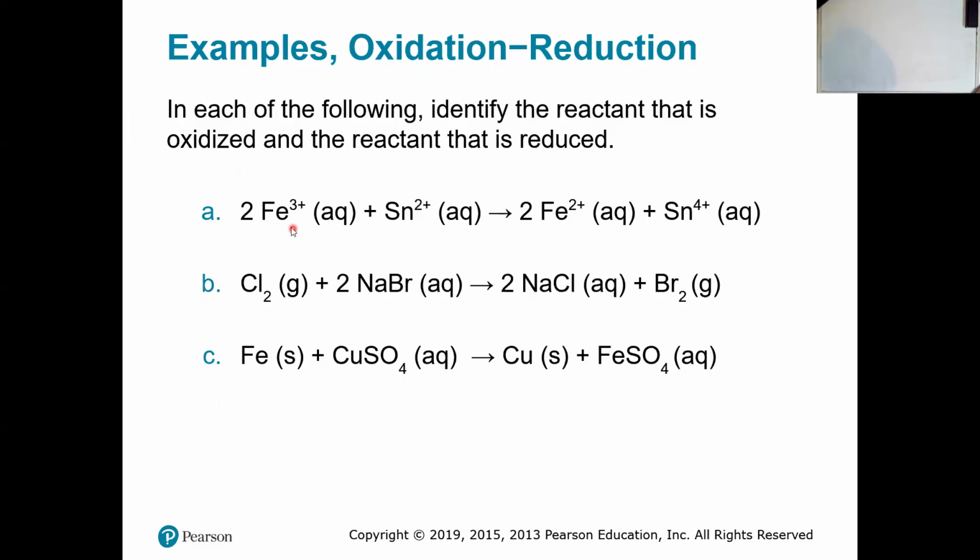But let's talk through some of these examples so that you can see what we mean by assigning oxidation numbers. And I would say for each of these, write down one of these reactions, flip back to the slide with the list of rules on it, and try to assign the oxidation numbers on your own and see how it goes.